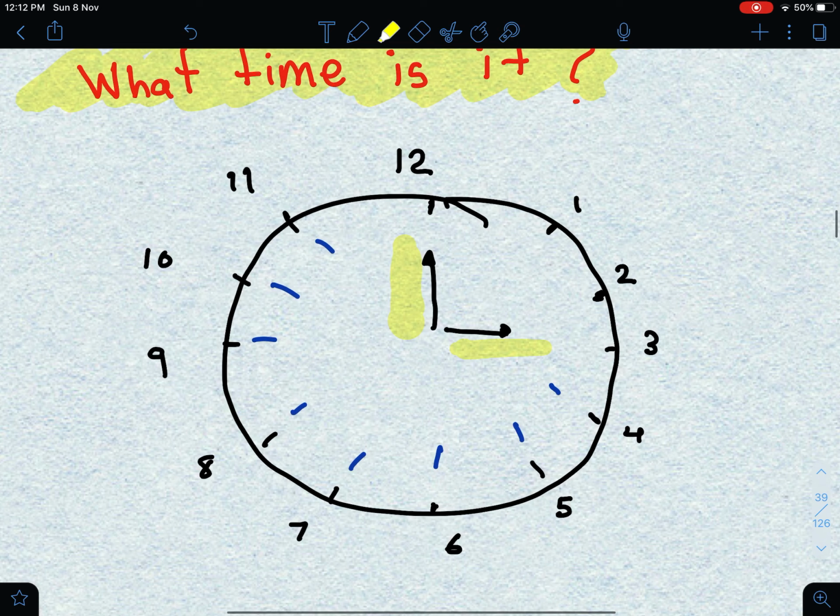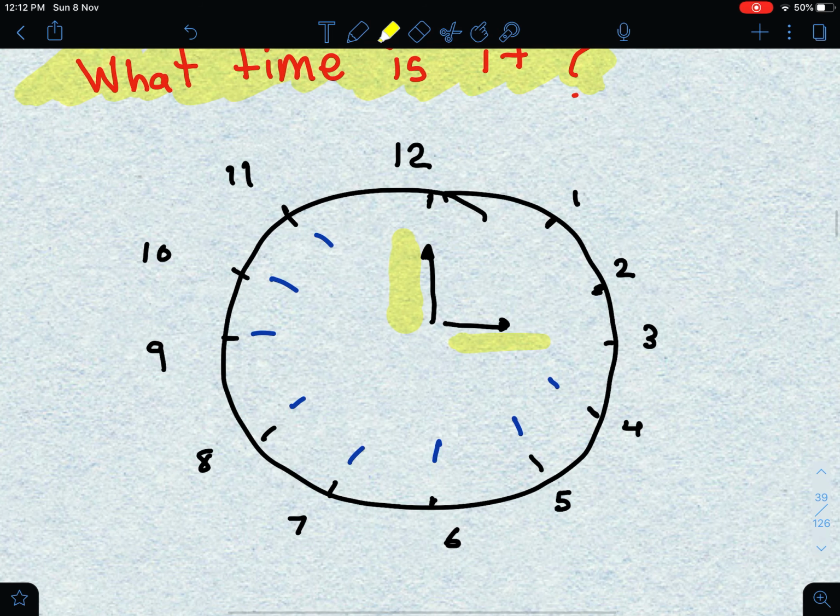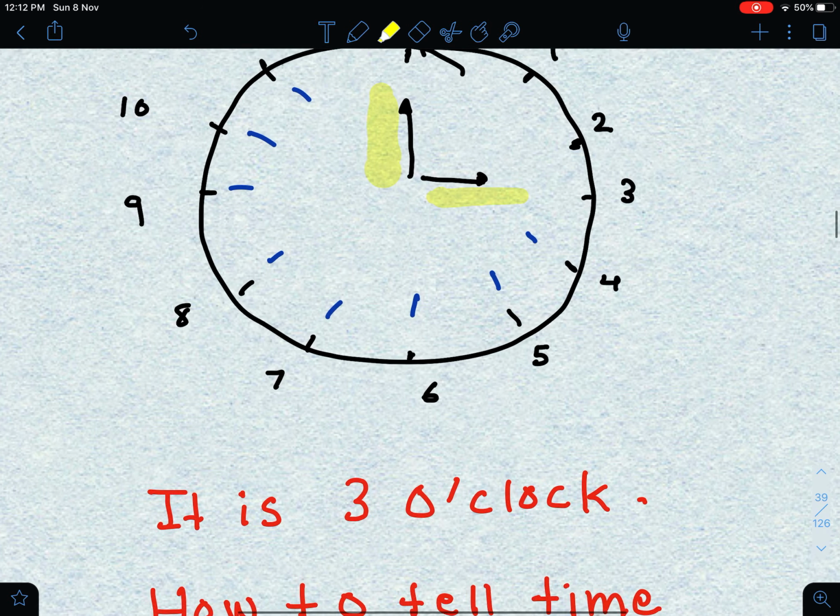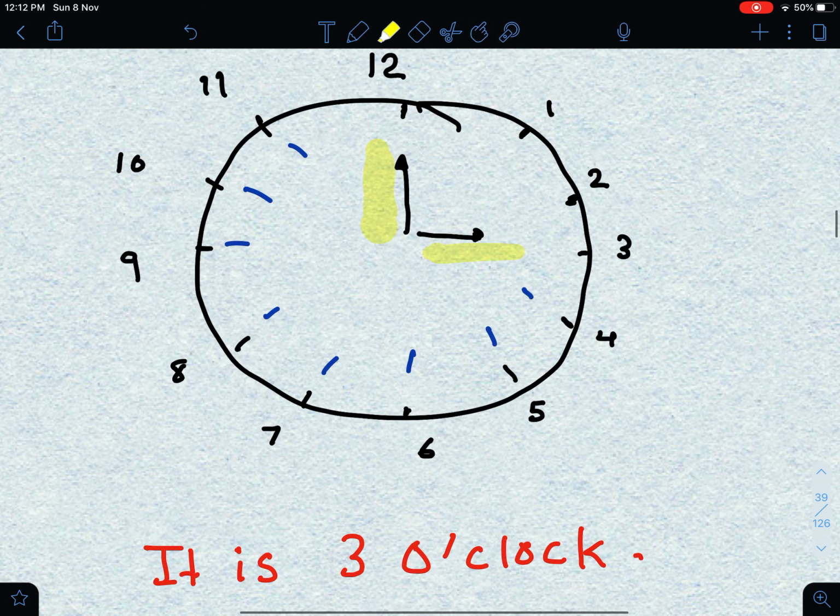As we go around, it is 4 o'clock, 5 o'clock, 6 o'clock, 7 o'clock, 8 o'clock, 9 o'clock, 10 o'clock, and 11 o'clock. The first way to tell what time it is, is when you have a complete hour. When you have a complete hour, you just say the number of the hour and then you say o'clock. So it is 3 o'clock, 5 o'clock, 6 o'clock, 7 o'clock.